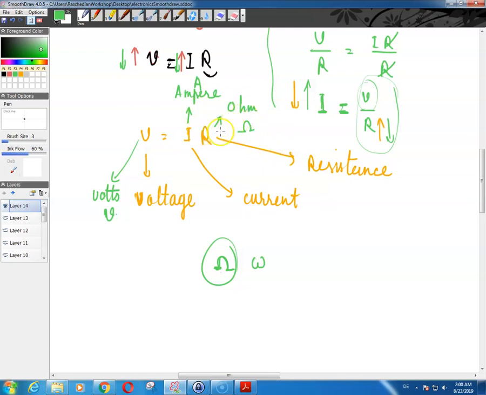So the unit for resistance is ohm, denoted by omega. Now the important thing about this equation, just to get rid of confusion and avoid mistakes, is that whenever you're solving a problem, enter your voltage always in volts, enter your current always in ampere, and enter your resistance always in ohms.